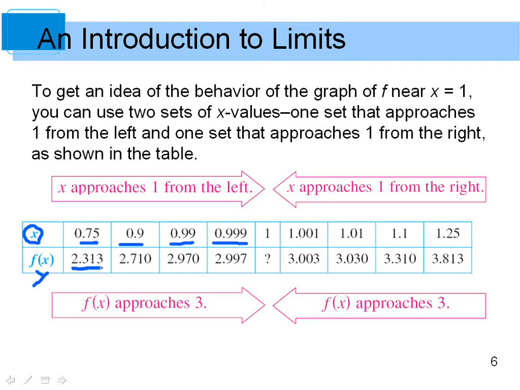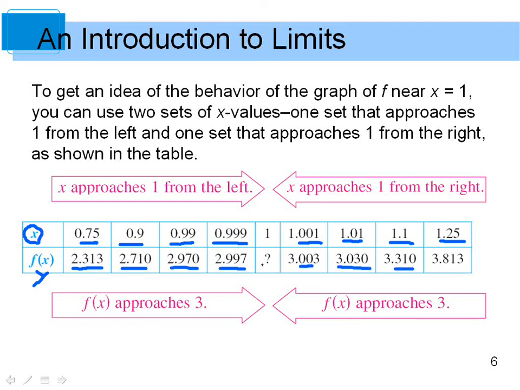We get 2.313 when x is 0.75, and then 2.71, 2.970, and here we get 2.997. Then if you look as we get closer and closer to 1 from the right, so we start at 1.25 and then work our way closer and closer to 1, 1.1, 1.01, 1.001. You can see what happens, and it looks like we start at about 3.81 here, and then it starts to get closer and closer to 3.